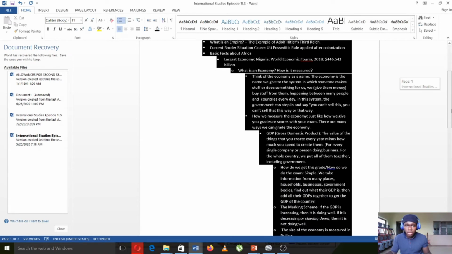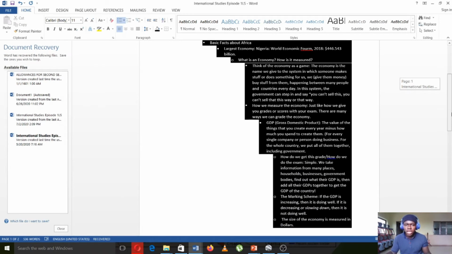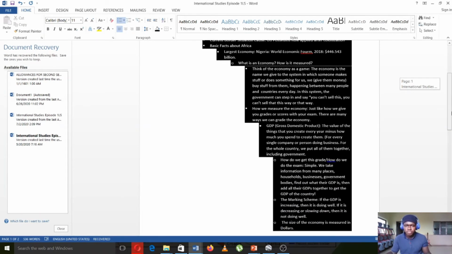So let's look at some basic facts about Africa, okay? Basic facts about Africa. It used to be South Africa with the largest economy. Now it's Nigeria. Our Nigerian brothers and sisters are doing a good job, yes. According to the World Economic Forum, the largest economy is Nigeria.